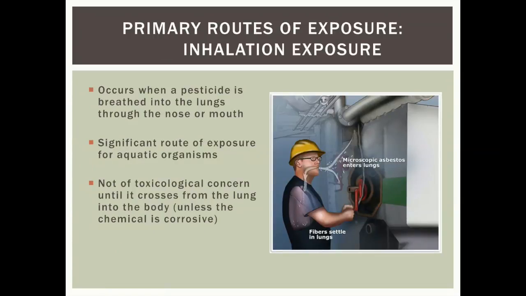The final primary route of exposure is inhalation exposure. This occurs when a pesticide or other toxin is breathed into the lungs through the nose or mouth. It's important to note that there's not much toxicological concern until the toxin crosses from the lung and into the body.